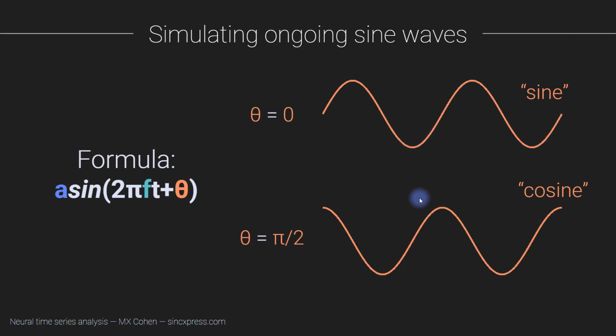It's the same mathematical object. They're just shifted a little bit. So this one's a cosine, this one's a sine. Cosine and sine are really important because they have a special property relative to each other, which is that they are orthogonal to each other.